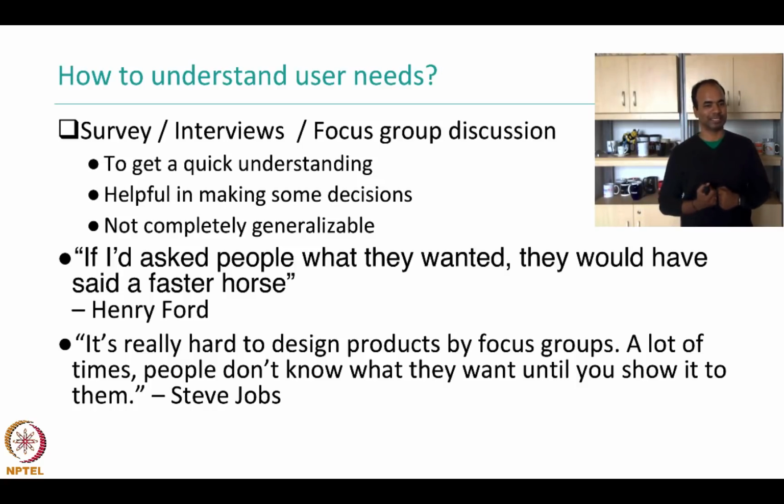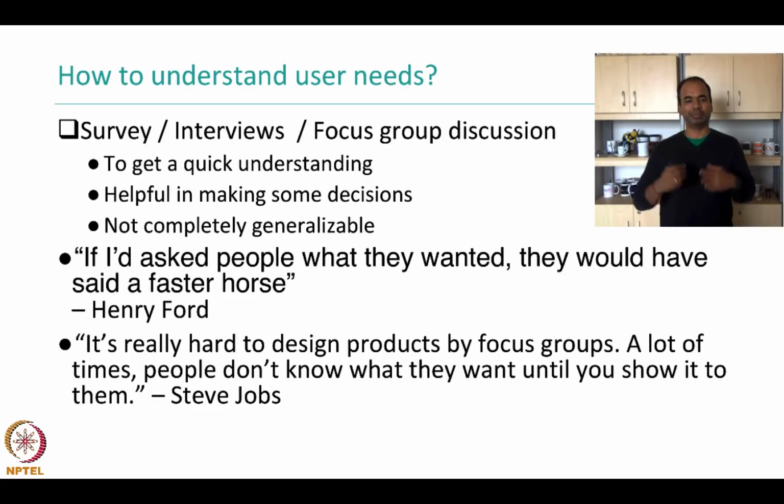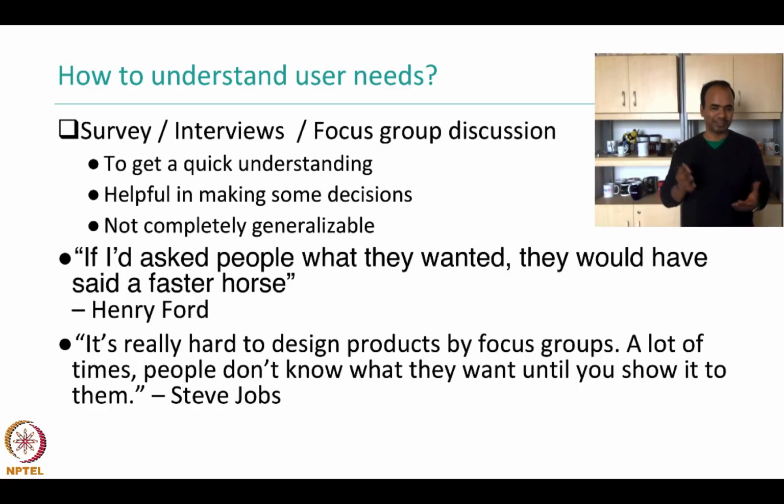Here are two interesting quotes that I like. One is, if I had asked people what they wanted, they would have said a faster horse, right? That was said by Henry Ford when he was asked why he was building this car. Look at the next quote also. It's really hard to design products by focus groups. A lot of times, people don't know what they want until you show it to them. Both are actually of the same philosophy.